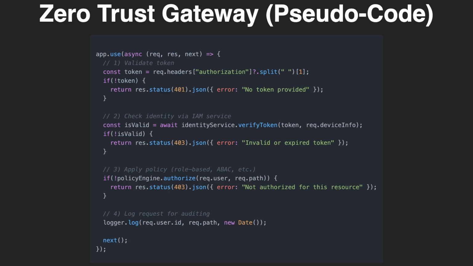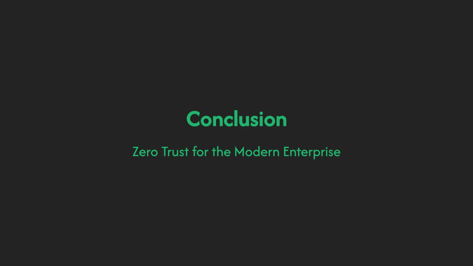Let's move on and wrap up with a final conclusion. That's the essence of zero trust. Never assume a request is safe just because it's inside the network. Instead, verify every user, device, and action. Use strong identity, policy enforcement, and monitoring to shrink the blast radius if a breach occurs.